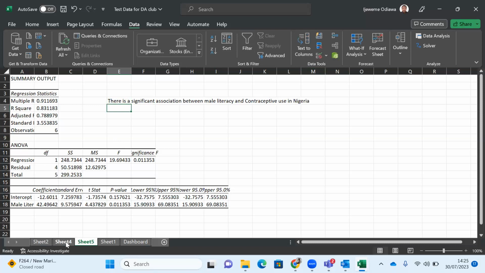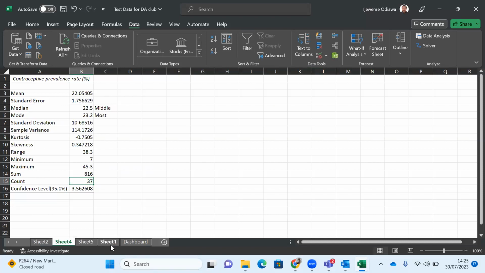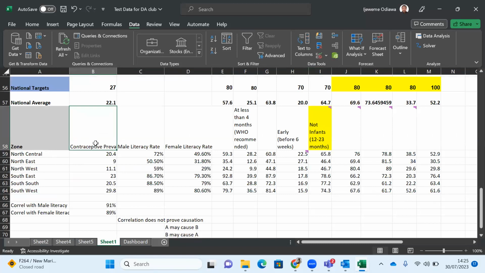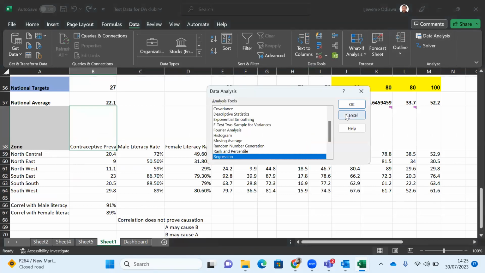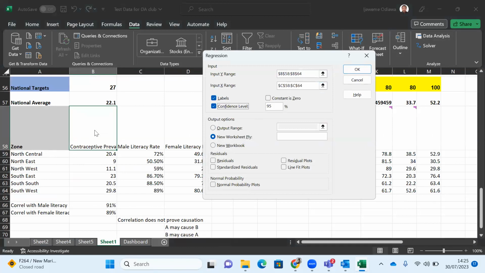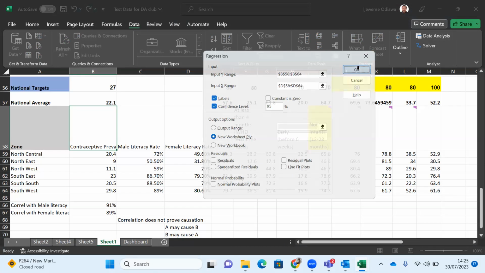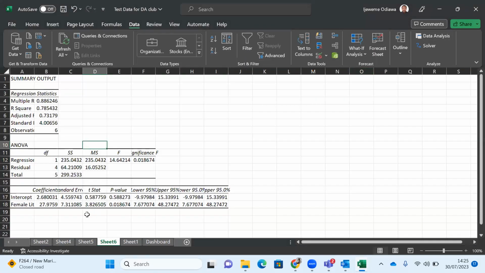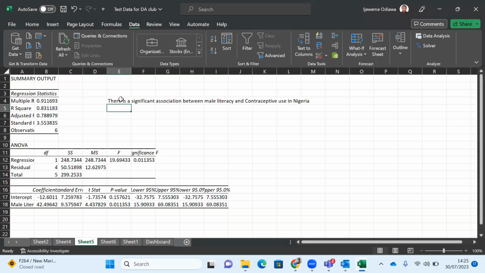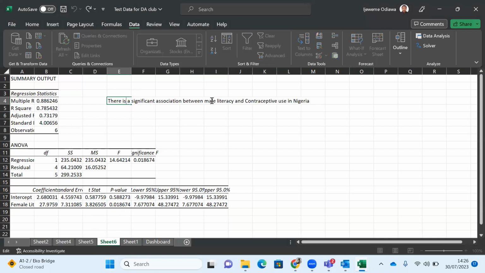Okay. So should we do the same for females? Let's do the same for females. So contraceptive data analysis, regression. Our Y stays the same, but the next X we want to examine is female literacy. We pick it, we press OK, and voila. What's our p-value? It is still less than 0.05, right? Yes. So we pick the same statement.